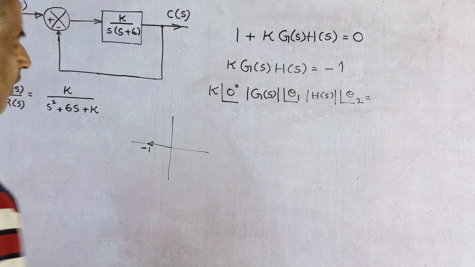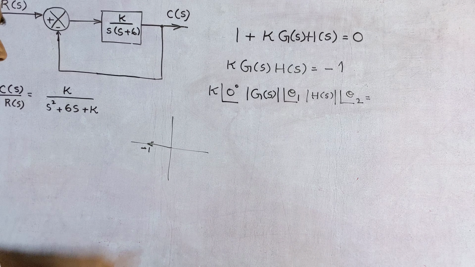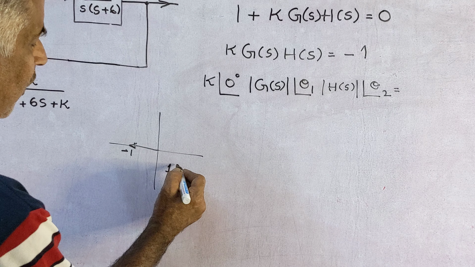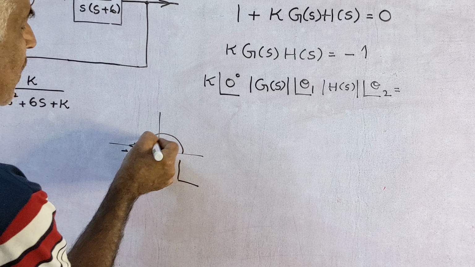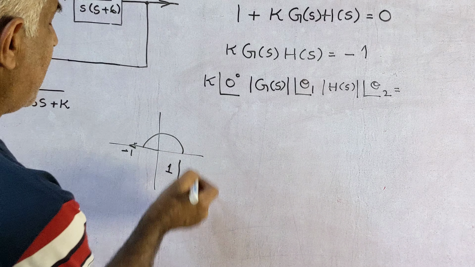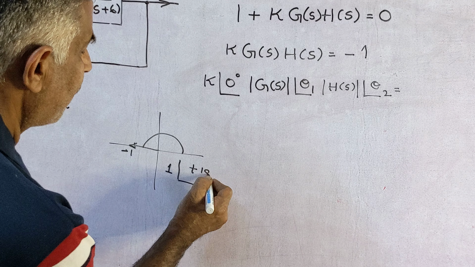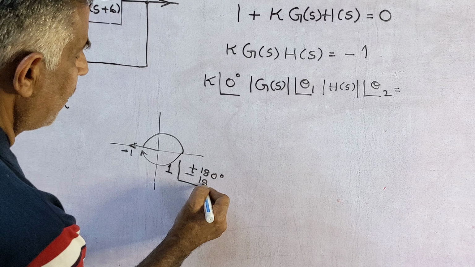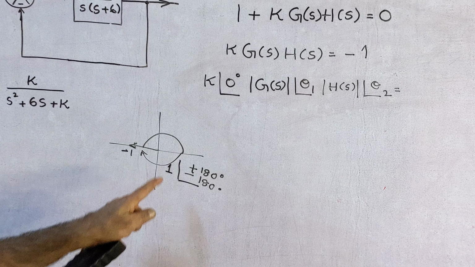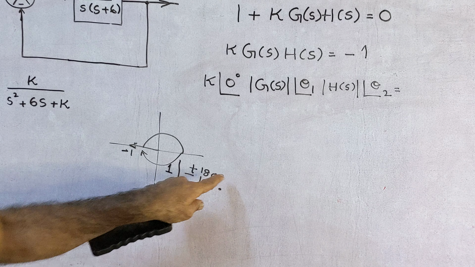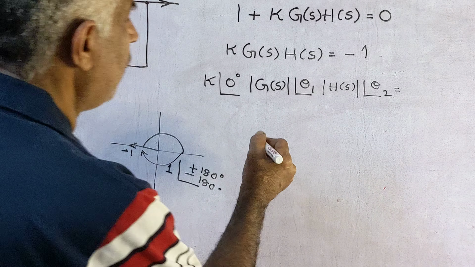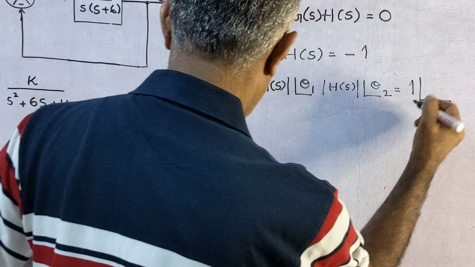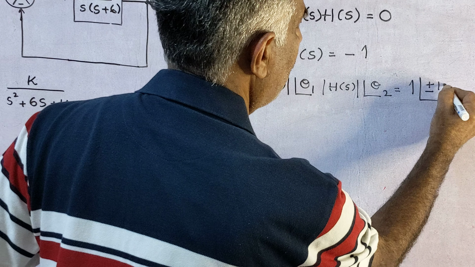Minus 1 is a phasor. How do you represent minus 1? Minus 1 is represented in polar form as 1. If you measure the angle in the anti-clockwise direction, it is plus 180 degrees. If you measure the angle in the clockwise direction, it is minus 180. Therefore, minus 1 is represented as 1 angle plus or minus 180 degrees.